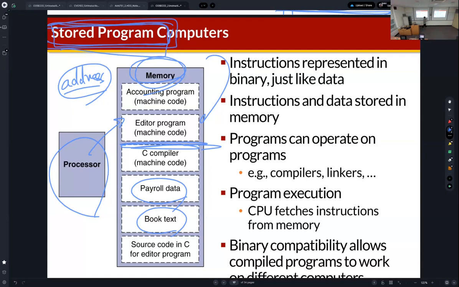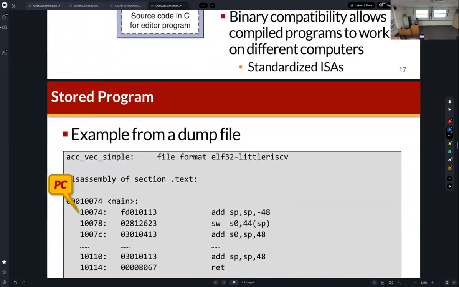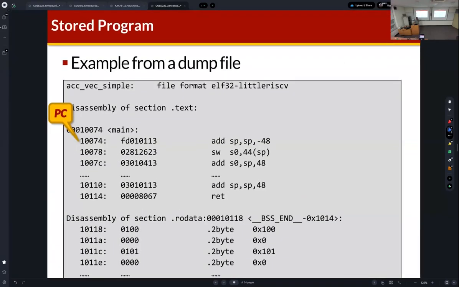Actually, you need to understand this concept. Then in the next class, I will explain an example of a stored program.